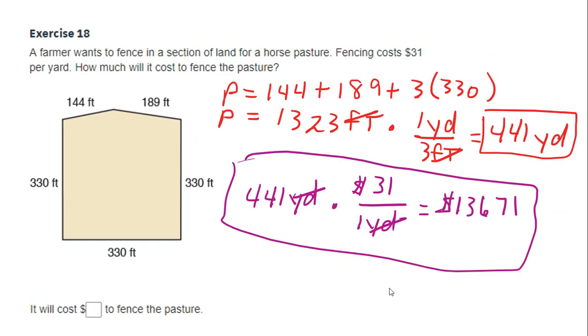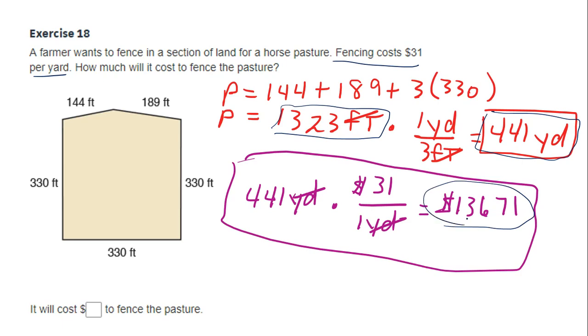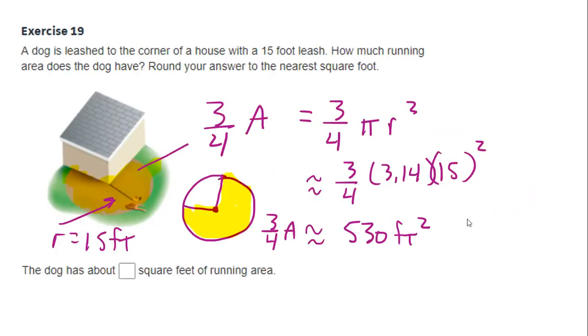All right. Number 18, the farmer and the fence. This is another problem. So we found the perimeter by adding everything together. And then I turned that into yards. Why did I do that? Because the fencing costs $31 per yard. I do this unit analysis and I end up with my final answer. That's how much it costs to fence the pasture.